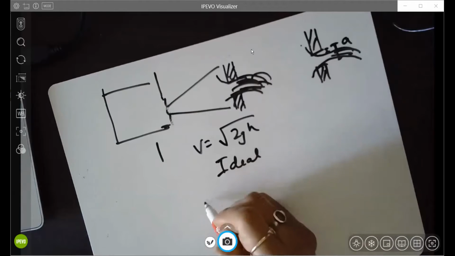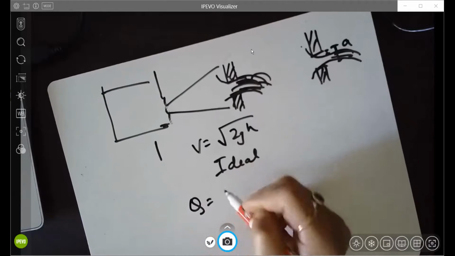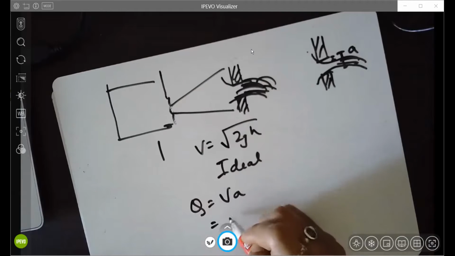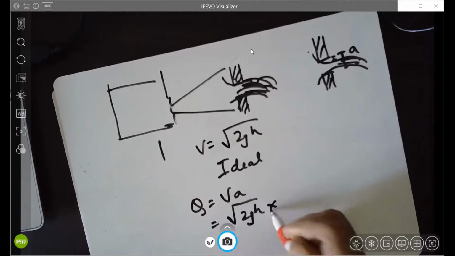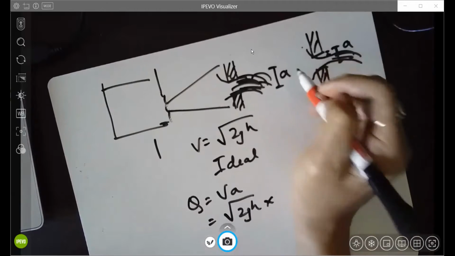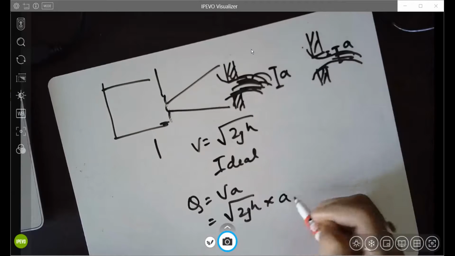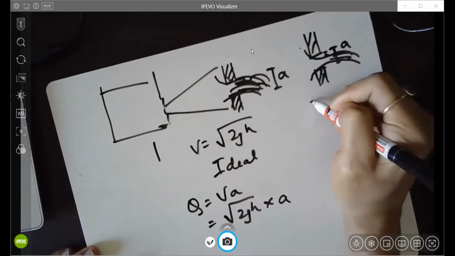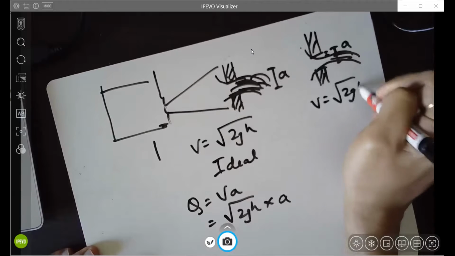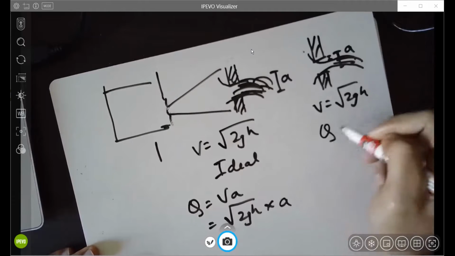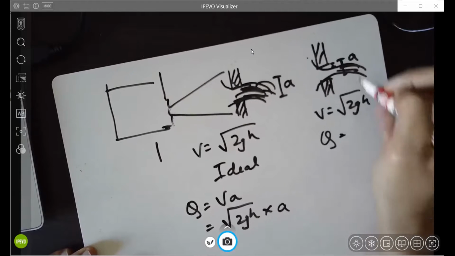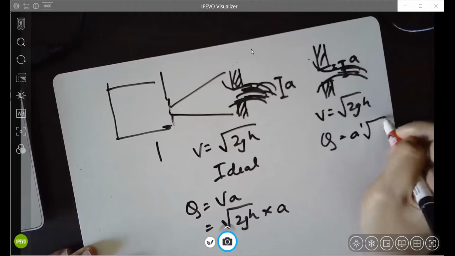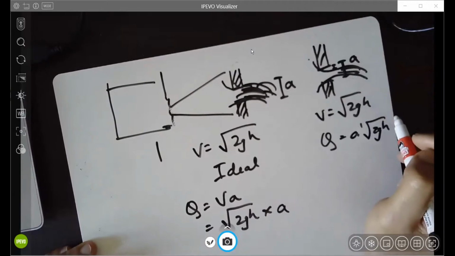So if you calculate the Q, Q is equal to area into velocity. So what you'll do is multiply the velocity with the area of the orifice, A. But here, to get the velocity, again you use 2gh, and then to get the flow rate, you have to multiply it with the actual area, A dash into under root 2gh.